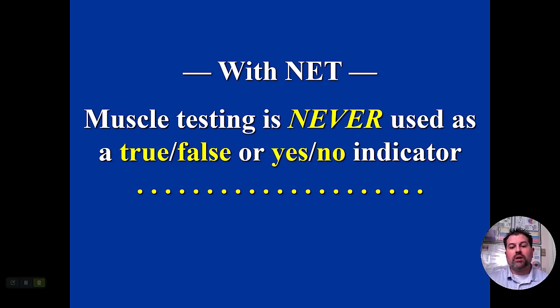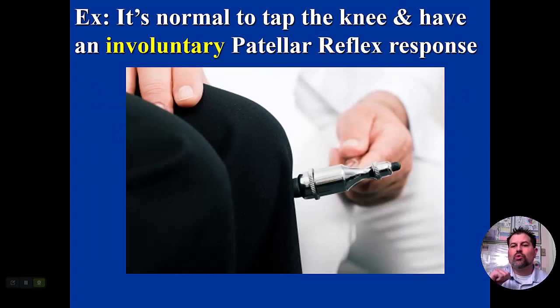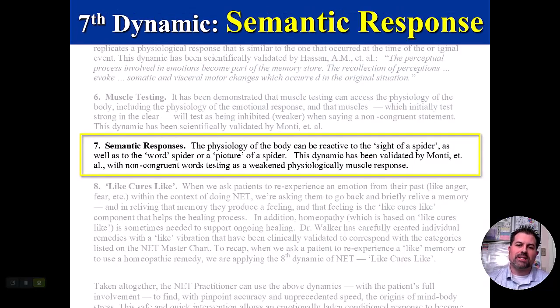So it's important to understand that we're not doing this from a true-false perspective. We're looking specifically for congruent or non-congruent involuntary reflexes. Just like when you do the patella reflex, if you've been to a doctor and you've had that patella reflex on the knee, it's involuntary. That's what we're looking for. That's how we interact with this.